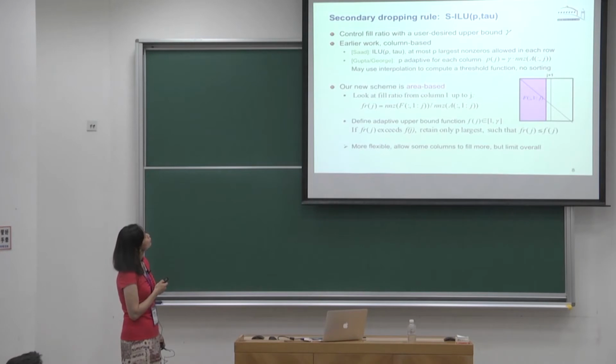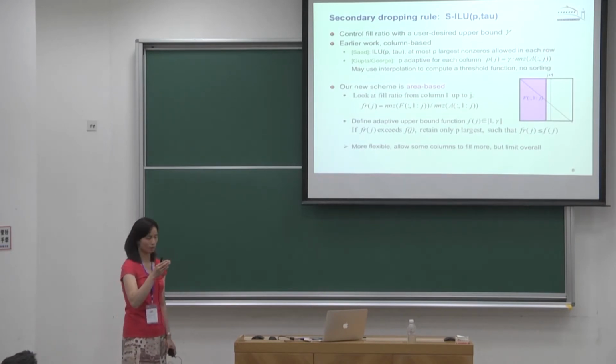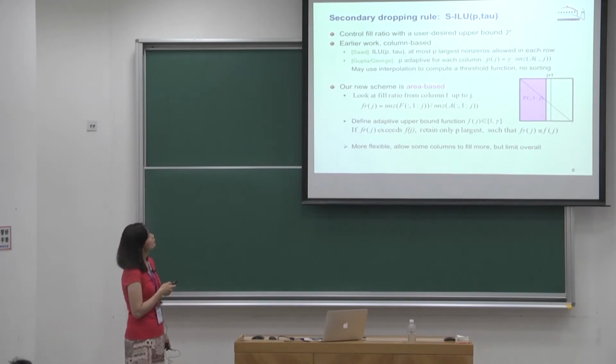So what Anshu Gupta did in their IC design is a little bit clever. This P is adaptive for each column. So P of J is given by this gamma, for example, a certain fraction, multiplied by the number of non-zeros of the current column. So this P, depending on the current size of the column, can be such that for denser columns you leave more, and for sparser columns you leave less, instead of P being a constant.